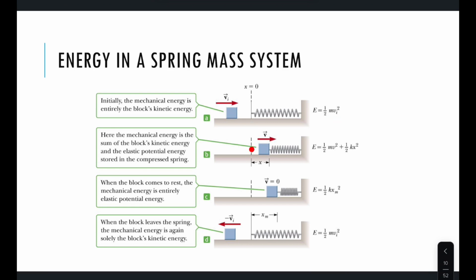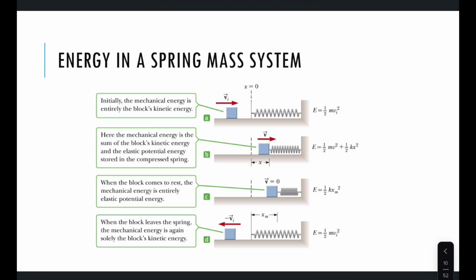Now whenever the block is going to compress the spring, reaching the x position to the right, it has not stopped yet. It has the velocity v as it starts to compress the spring. Now the energy is in terms of two things. Firstly, kinetic energy, because the block has motion, half m v squared. And also the potential energy, because the spring is being compressed, which is half k x squared. The E total here will be equivalent to this E initial.